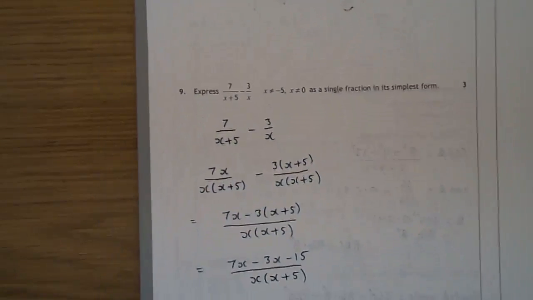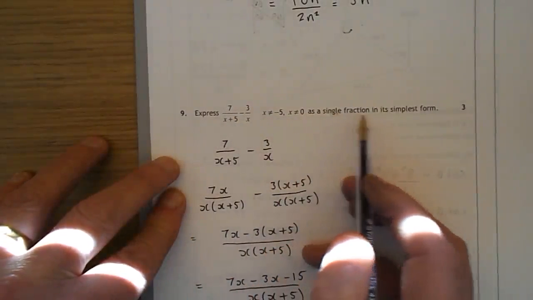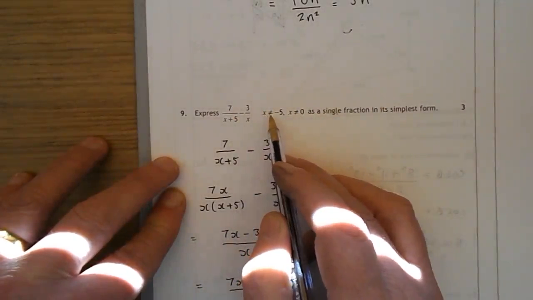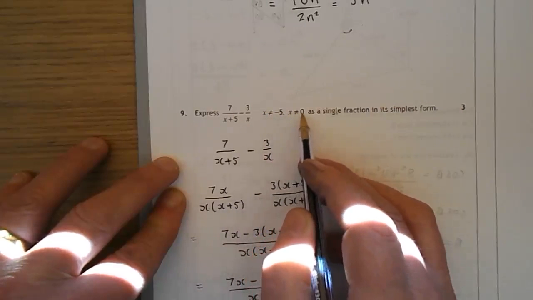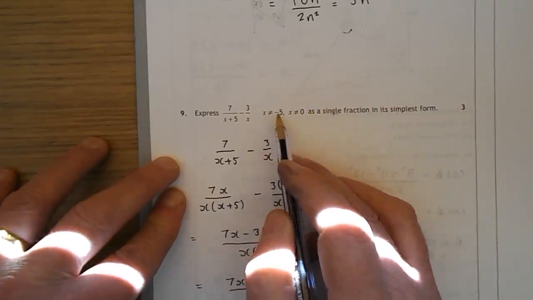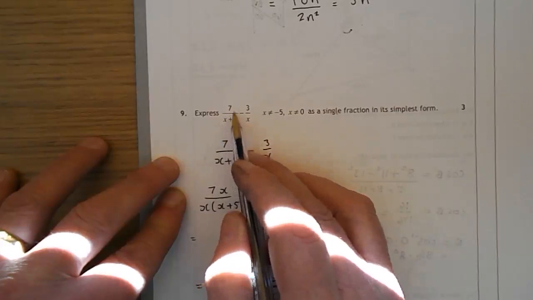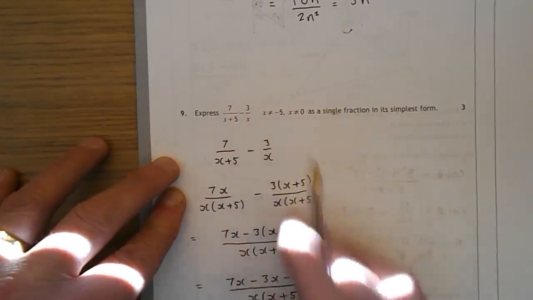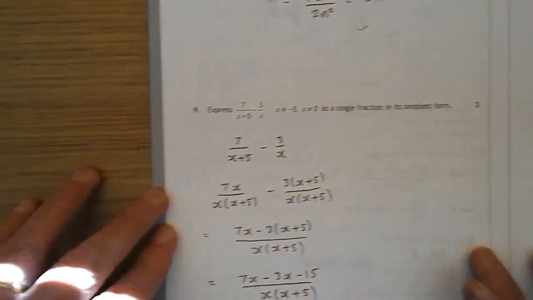Question 9. Express that as a single fraction in its simplest form. This part here, incidentally, is just telling you that x is not allowed to be minus 5 and x is not allowed to be 0. It's not really part of the sum, it's just information. Why can't x be minus 5? If it was, you'd have minus 5 add 5, that would be 0. You're not allowed to have a fraction with 0 in the denominator, and of course over here x can't be 0 for the same reason. So we can kind of ignore that and concentrate on the sum.